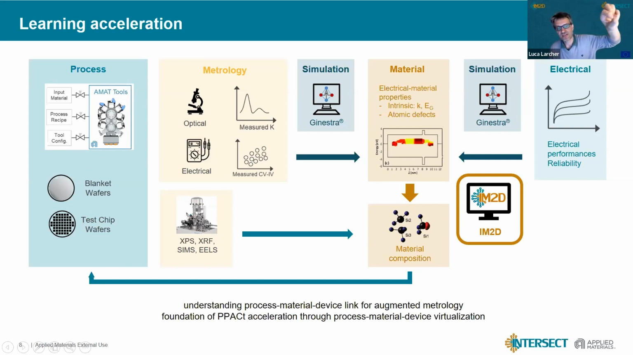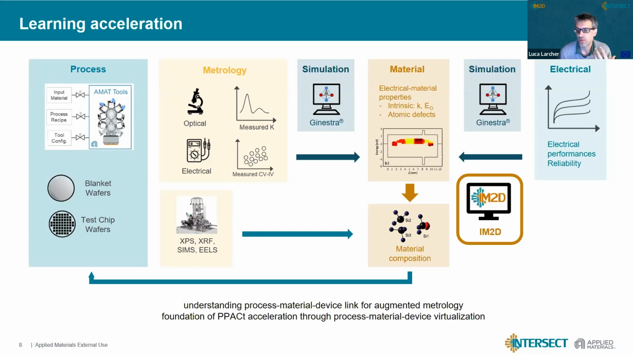You typically have the process, and the process is done to produce blanket wafers, to check the process parameters, test chip, and so on and so forth. Then you have metrology tools, which could be optical, electrical, or physical. We are in this case quite interested in the electrical one, applying Ginestra to the electrical output. What we can do is detect and extract material properties which are relevant to determine the electrical device behavior.